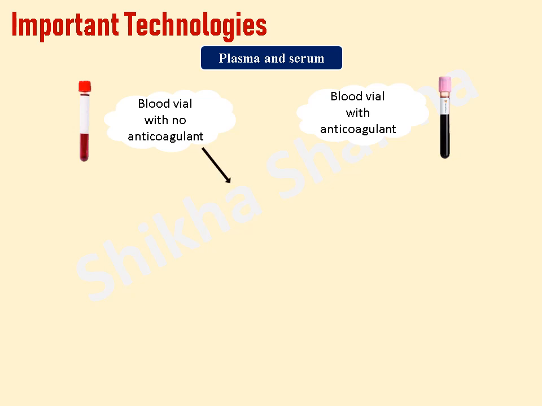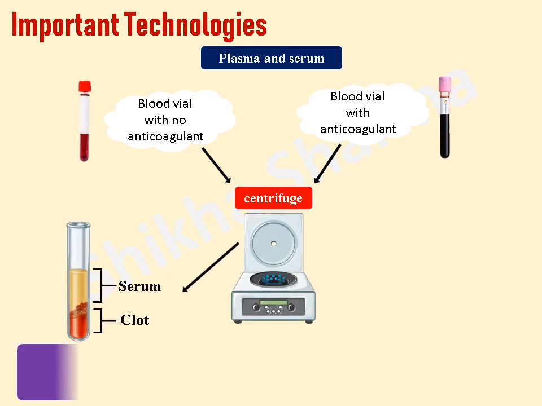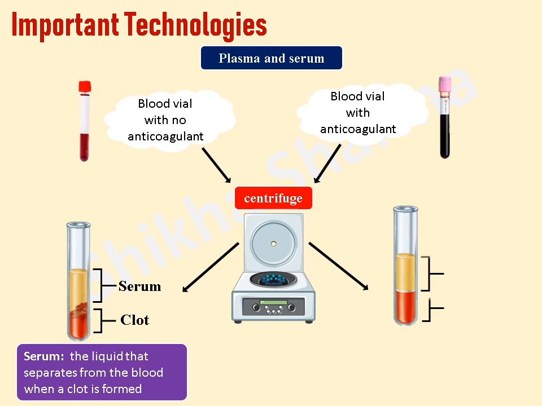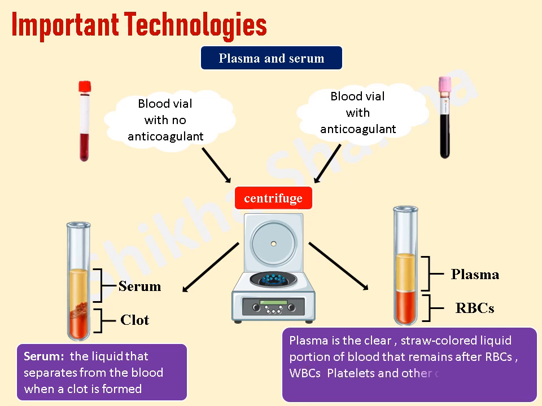After the blood is collected, it will be centrifuged after a specific time and you will get serum from the blood collected in the plain vial. Serum is the liquid that separates from the blood when a clot is formed. On the other hand, the blood taken in the anticoagulant vial will give plasma. Plasma is the clear, straw-colored liquid portion of blood that remains after red blood cells, white blood cells, platelets and other cellular components are removed.